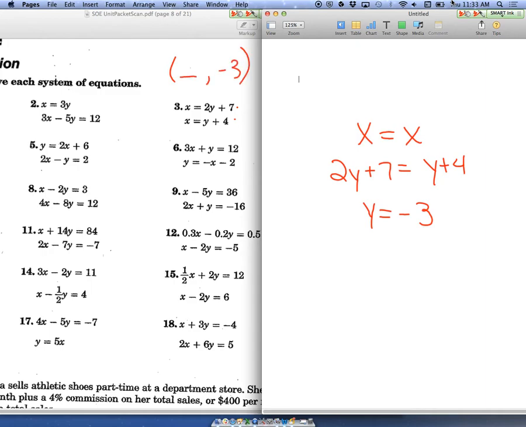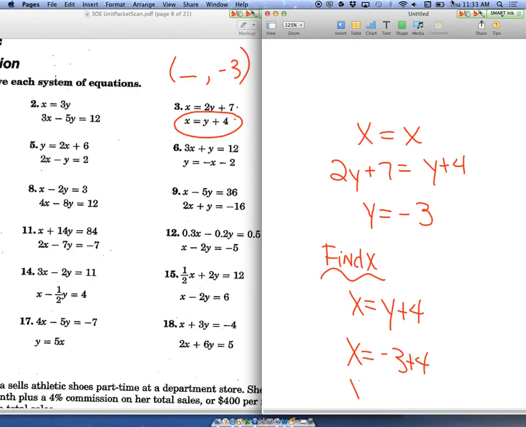So half of my solution is the y coordinate of -3, and now I have to find the x partner to go along in the ordered pair. I'll just go ahead and use the second equation. You can use either equation, it doesn't matter, they should both give you the same answer. So x is -3 plus 4, therefore x is 1. So the ordered pair (1, -3) serves as the solution to the system given in problem number 3.